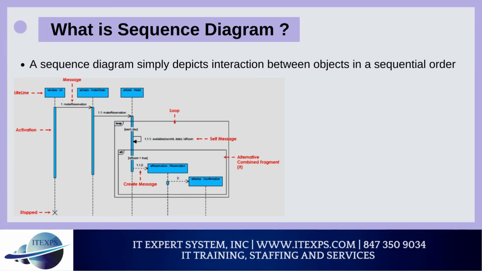What is a sequence diagram? A sequence diagram simply depicts interaction between objects in a sequential order, i.e., the order in which these interactions take place. We can also use the terms event diagrams or event scenarios to refer to a sequence diagram. Sequence diagrams describe how and in what order the objects in a system function. These diagrams are widely used by businessmen and software developers to document and understand requirements for new and existing systems.